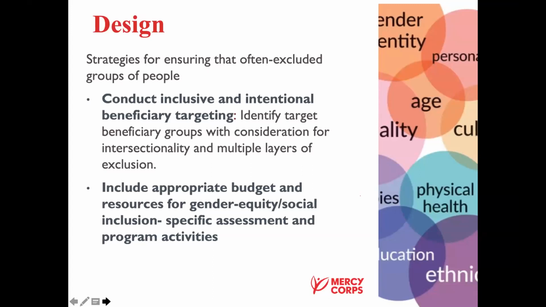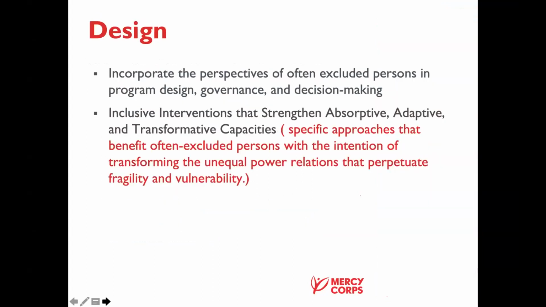The other thing that is very important is we must make sure that we have a budget and resources for gender equity and social inclusion specific assessment in program activities. And I've seen this in a lot of places. People really miss out on this, making sure that there's a budget for this, because that is the only point that gives us the information that we need to be able to design programs that are responding to the differential vulnerabilities of the different groups that we are working with. So those are some of the examples when it comes to ensuring inclusion.